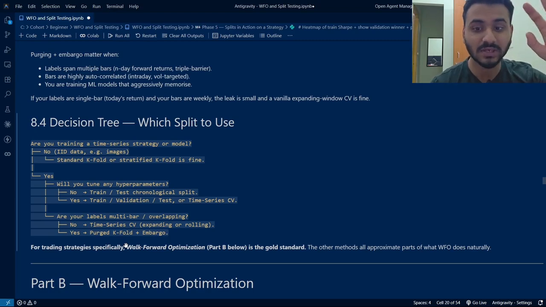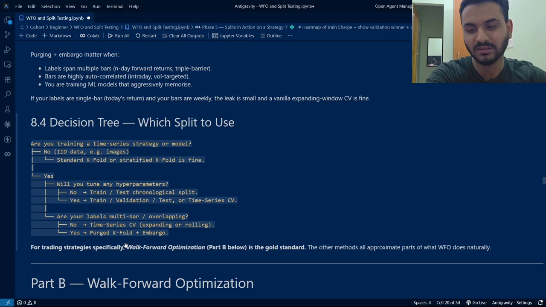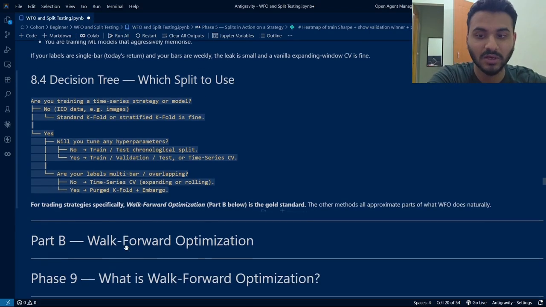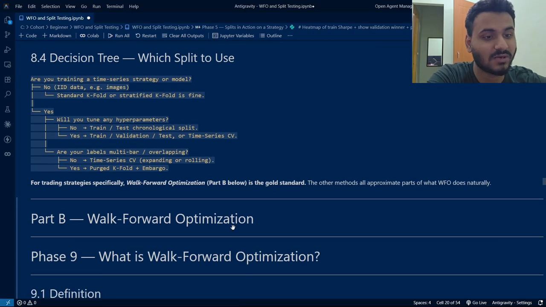Now, are your labels multi-bar or overlapping? No. Time series CV is okay. Expanding and rolling windows are more than enough. If yes, you need purged k-fold and embargo. For trading strategies, walk forward optimization especially is the gold standard. The other methods are all approximate parts of what walk forward optimization does naturally.